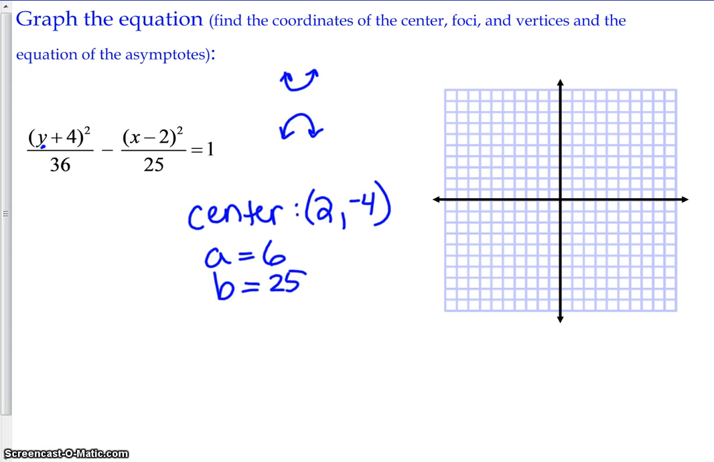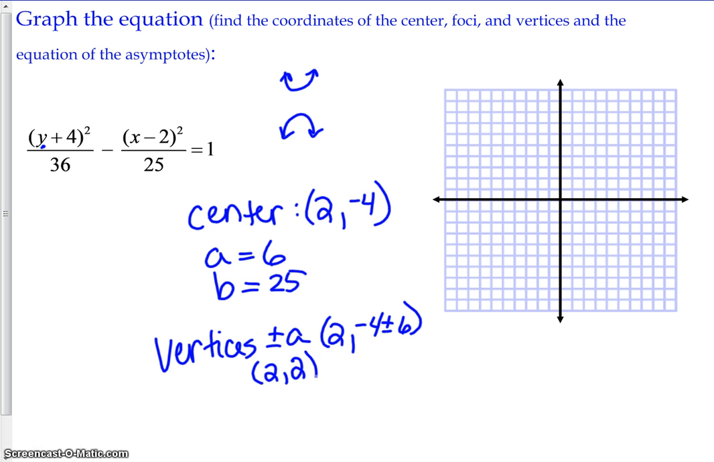So our vertices, for this one, are only going to be taking plus or minus your a. Where do we add or subtract it? It depends if the a is under your y value or your x value. Here we're taking plus or minus the a with the y value. So our vertices would be at 2, and -4 plus or minus 6. So our vertices are going to be at 2, 2 for -4 plus 6, and at 2, -8 for -4 minus 6. Okay, so let's get to graphing this.